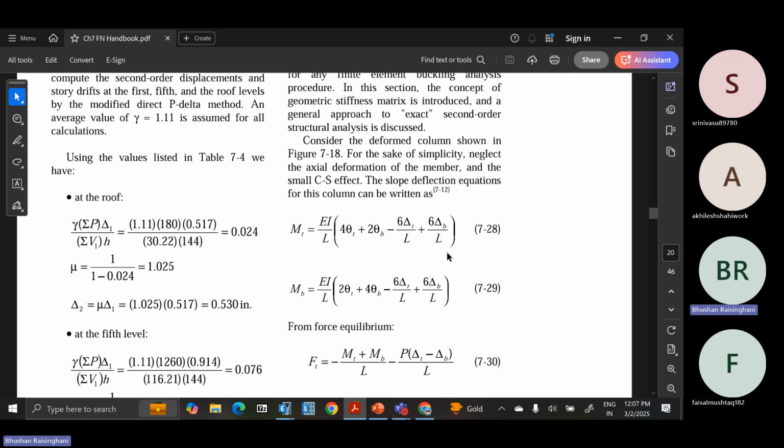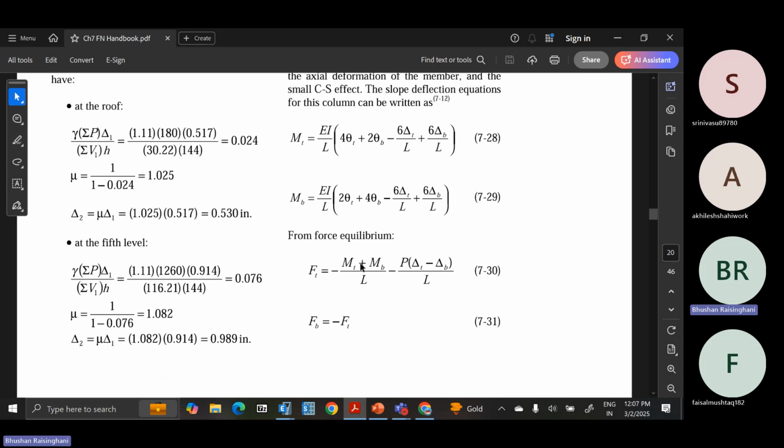Now we know from the slope deflection method: 4 theta at the point where the rotation is considered, plus 2 theta at the point that is away from it, minus 6 delta top by L plus 6 delta bottom by L, times EI by L. So that way this equation has been drawn. Now for force equilibrium, minus of (M top plus M bottom) by L minus P into (delta top minus delta bottom) by L should be equal to Ft, and Fb equal to minus of Ft.